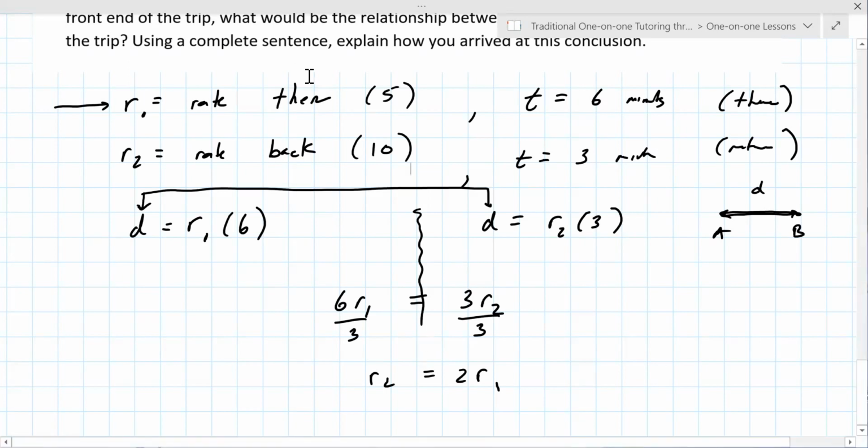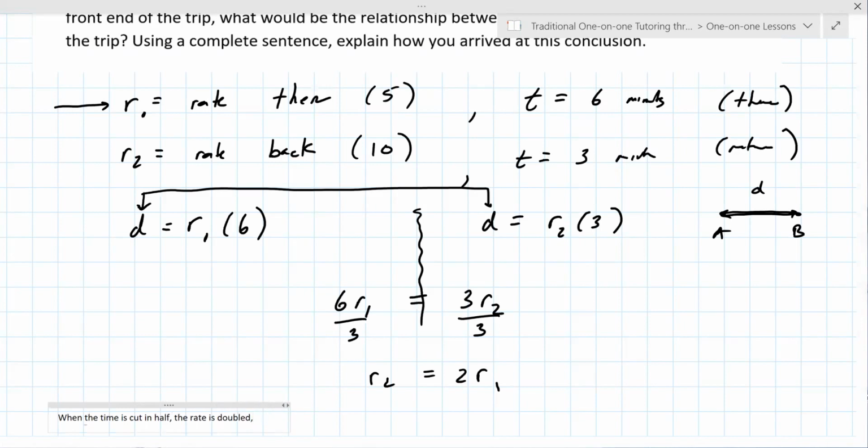So it says, using a complete sentence, explain how you arrived at the conclusion. This is probably the hardest part, because for every student it's just hard to interpret these things, but you'd want to say that when the time is cut in half, the rate is doubled. That's kind of what you're looking for. With these numbers, it shows that you understand that's what's going on here.